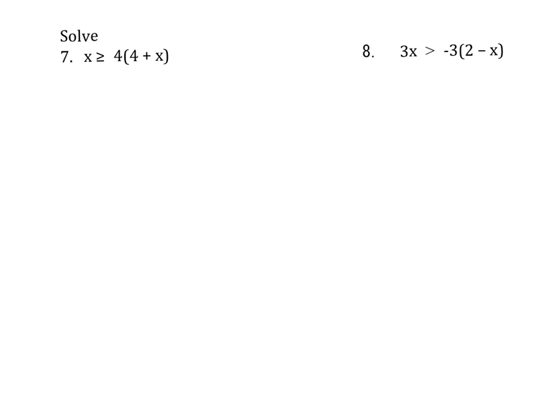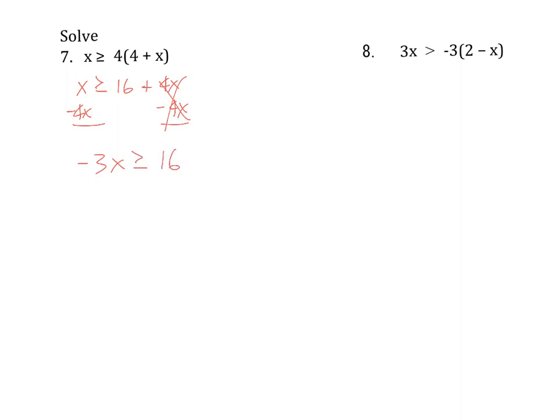Okay, so inequalities. Again, we need to solve for x, but this is an inequality. Distribute here. 4 times 4 is 16. 4 times positive x is positive 4x. We want to get the x on one side and leave the constant where it is. So I'm going to subtract 4x from both sides. These guys cancel. X minus 4x is negative 3x. It's greater than or equal to 16.